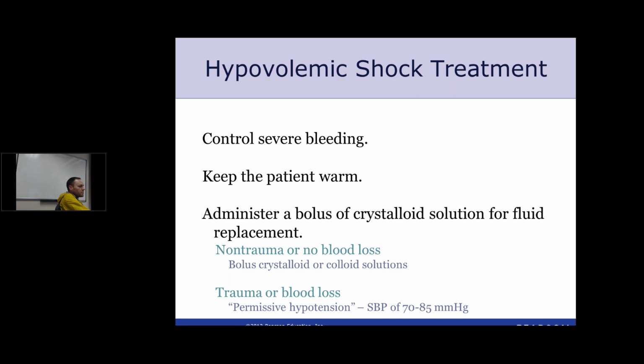On a non-trauma patient, meaning no blood loss, you can give a bolus, right? Crystalloid or colloid. With a trauma patient, where there is a blood loss, you want to, and Joel talked about this a little bit, permissive hypotension. Why do you want to allow permissive hypotension instead of just giving him volume?